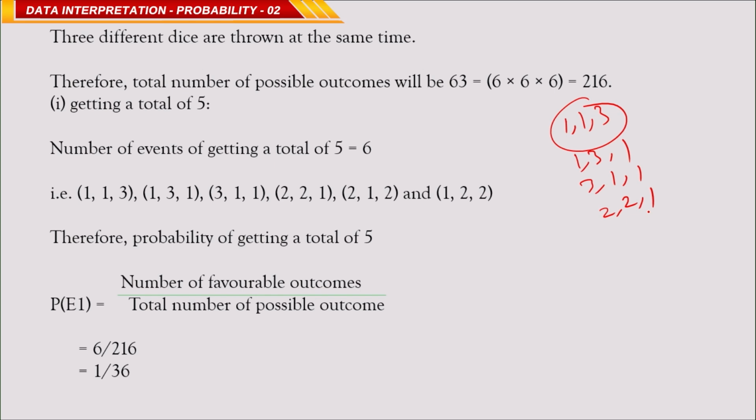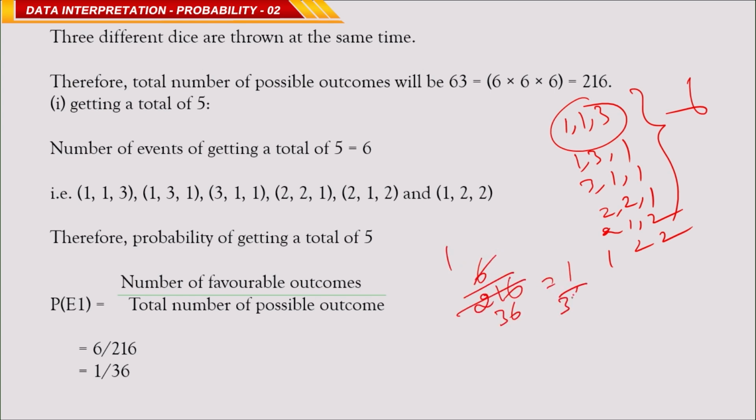2 2 1, 2 1 2, 1 2 2. So there are 6 favorable outcomes for the sum of the numbers on the faces of the 3 dice being 5. The total number of possible outcomes is 216. So it is 6 by 216, which is 1 by 36. This is very important.